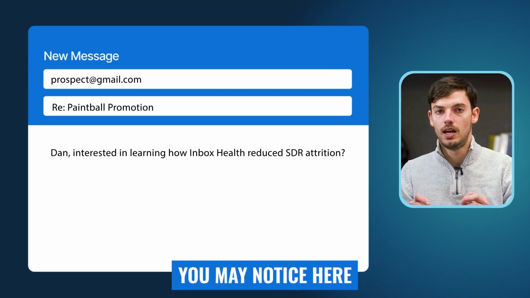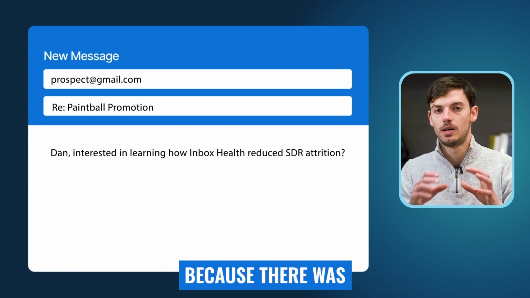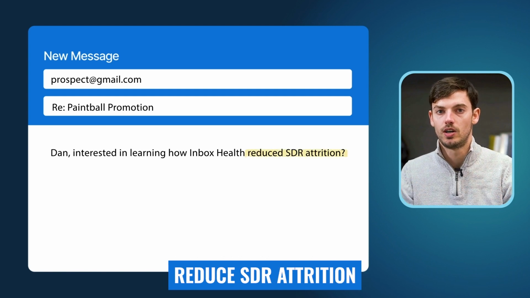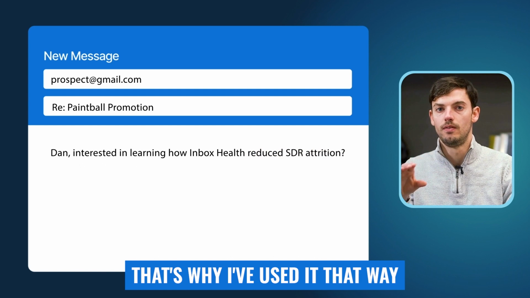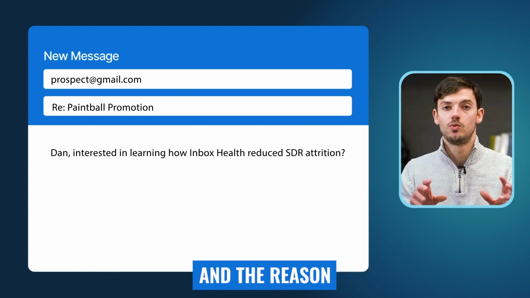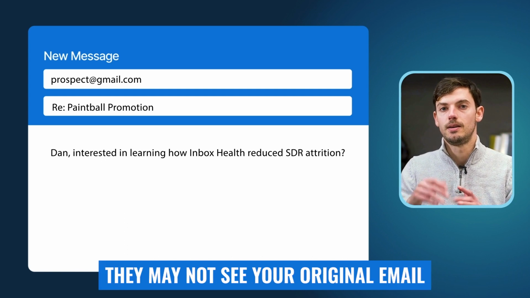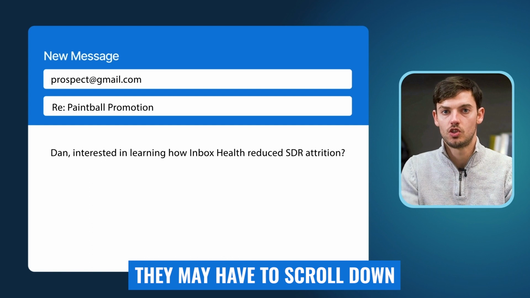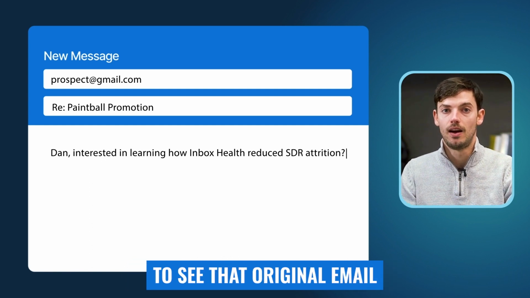You may notice here, I didn't put increased pipeline to make it longer because there were a couple of benefits in the last email. I just focused on that reduced SDR attrition. And that is because I want it to stay on one line. That's why I've used it that way. And the reason we don't want it across 2 lines is if it's across 2 lines, they may not see your original email. As I said, if you look at it on your phone, they may have to scroll down. You want to make it as easy as possible to see that original email.